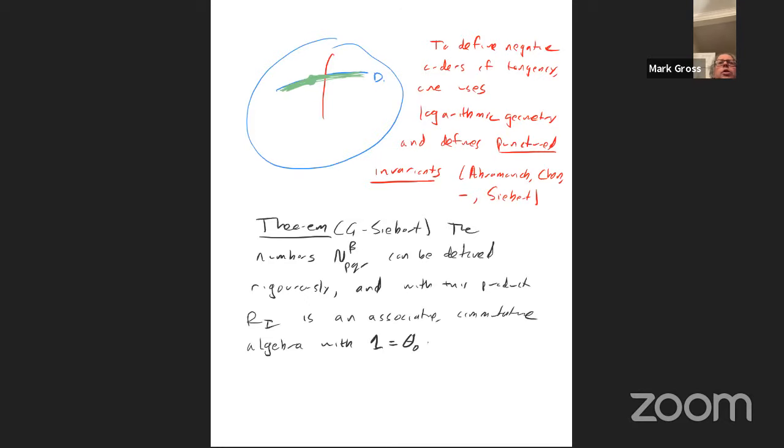For higher genus, there's still a lot yet poorly understood about the general higher genus B model, and there are many interesting questions there, and I don't want to make any predictions.